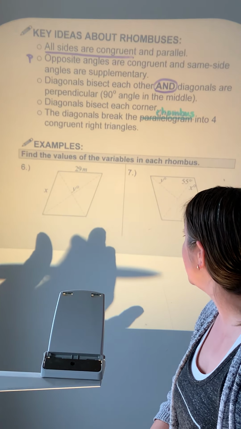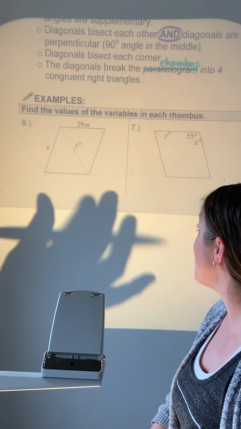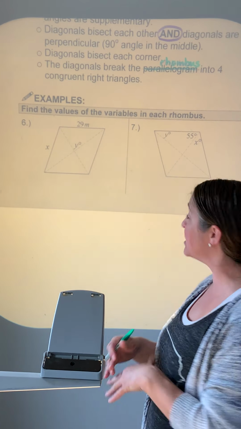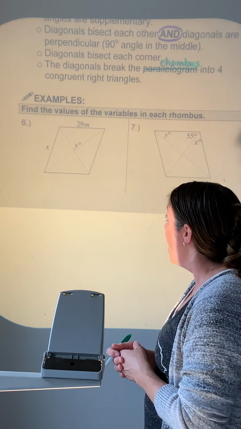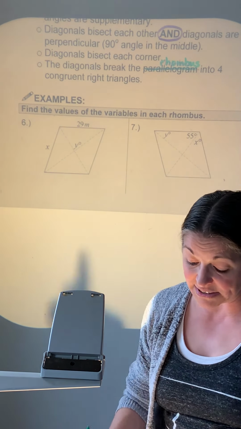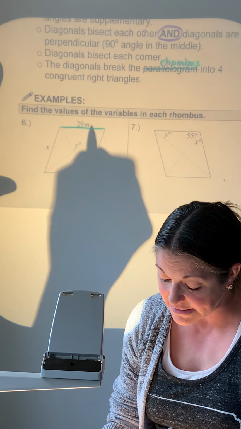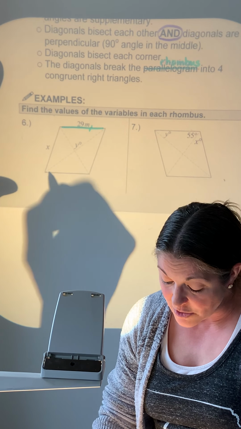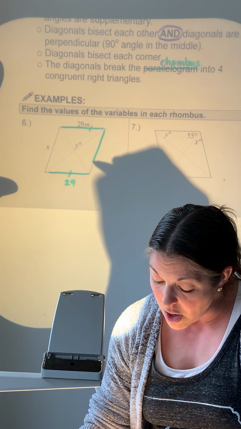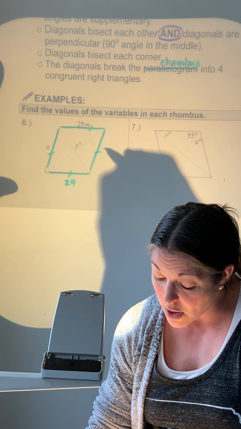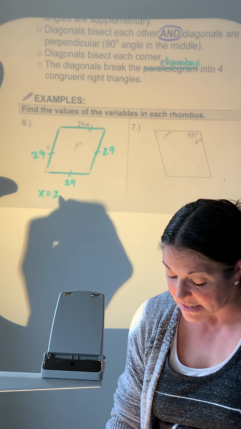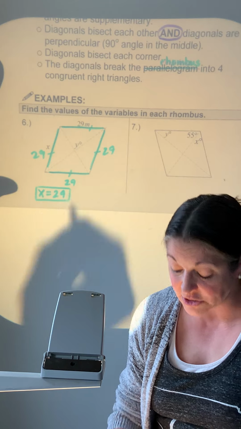So moving on to 6 and 7, notice the directions, find the values of variables in each rhombus. I have to tell you it's a rhombus or you cannot do it. Remember we talked about first was that the rhombus, all the sides are the same. So the fact that this guy is 29 means that not only will his opposite guy be 29, but also the 2 on the side. Okay, so for a rhombus, all the sides are the same.